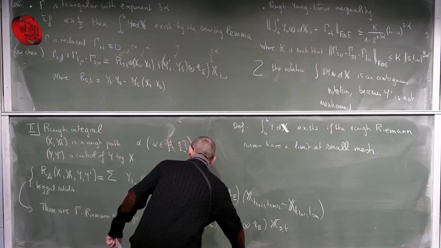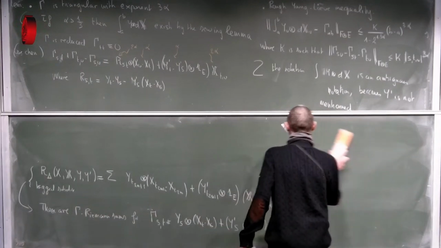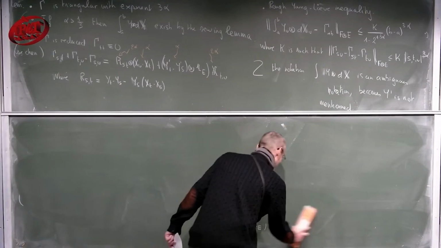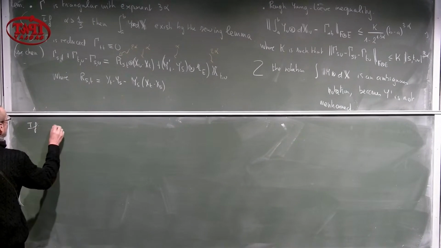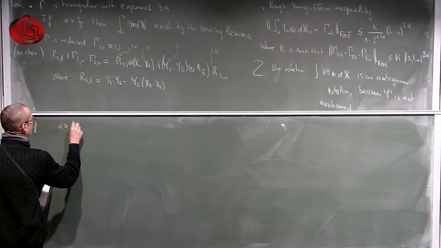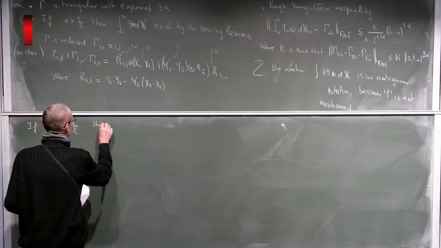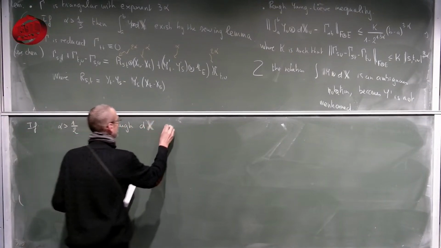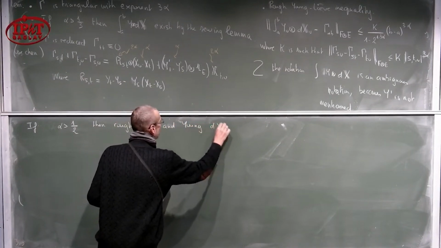Okay, so I propose a little exercise, which is, well, if alpha is strictly larger than 1/2. Why not? Then the rough integral against dx and the Young integral against dx lead to the same integral.